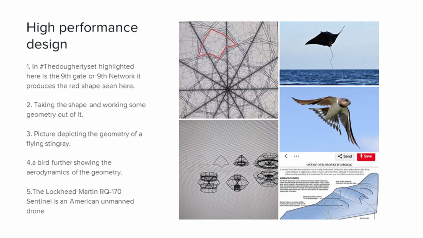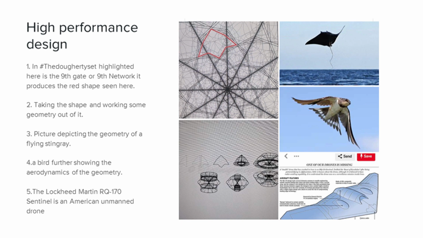I found this, and I saw this shape. I texted my friend who's military. He's a pilot. And I'm like, what plane has that shape? And he sent me this. And so you can see the structure of things inside of the network also produces the beings and the forms inside of the network. You have stingray here, a swallow, and it gets deeper into the geometry down here. This is Lockheed Martin's RQ-170 Sentinel, an American unmanned drone.